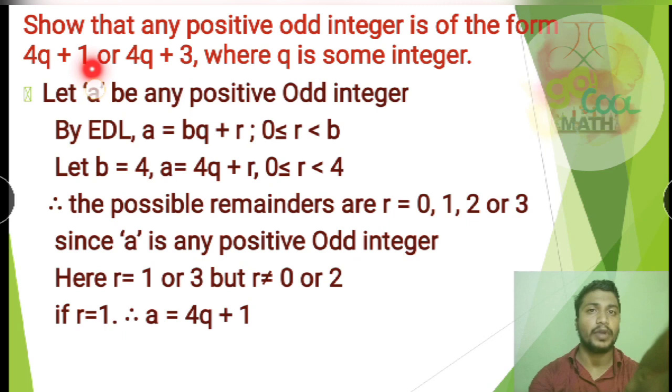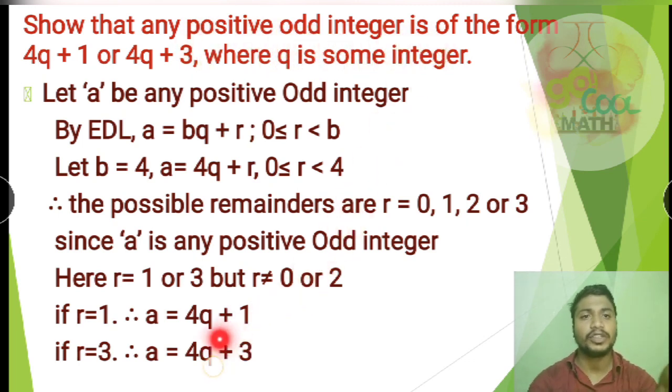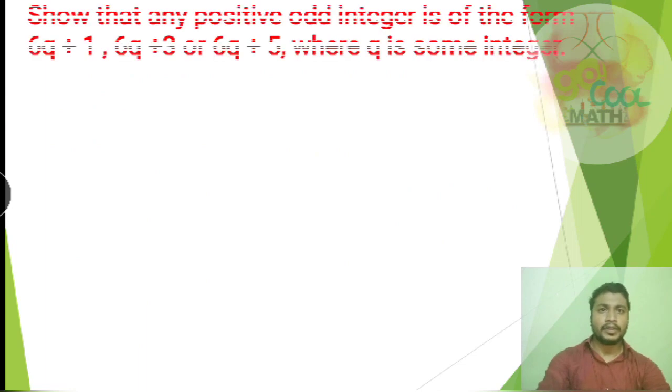So the first is proved. If r is equal to 3, then a is equal to 4q plus 3. That is a is equal to 4q plus 3. Hence proved. Therefore every positive odd integer is also in the form of 4q plus 1 or 4q plus 3. Hence proved. The next problem.